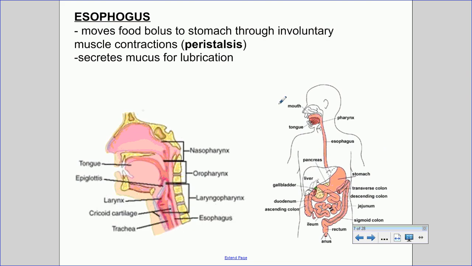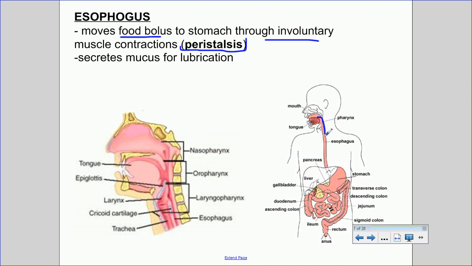Once food is successfully swallowed, it then travels into the esophagus, and this is where a food bolus will move to the stomach through involuntary muscle contractions. Those involuntary muscle contractions are referred to as peristalsis. And the esophagus will also secrete mucus for lubrication, so things move down smoothly.